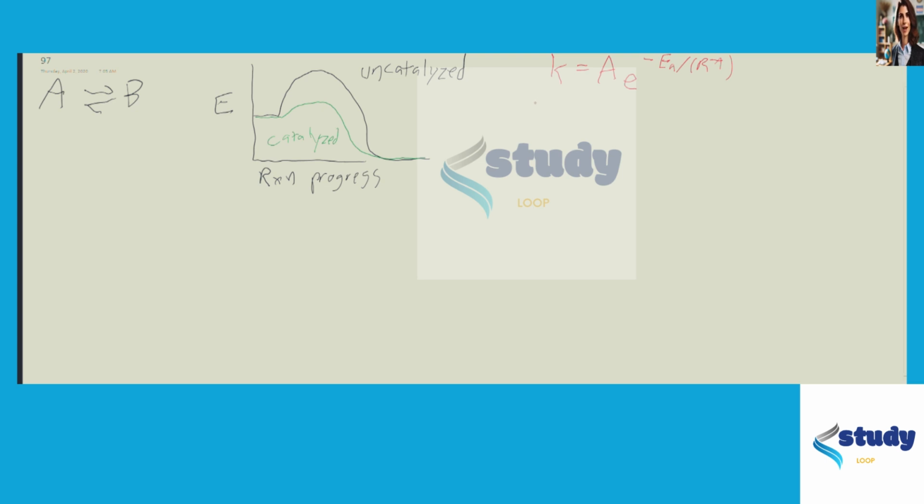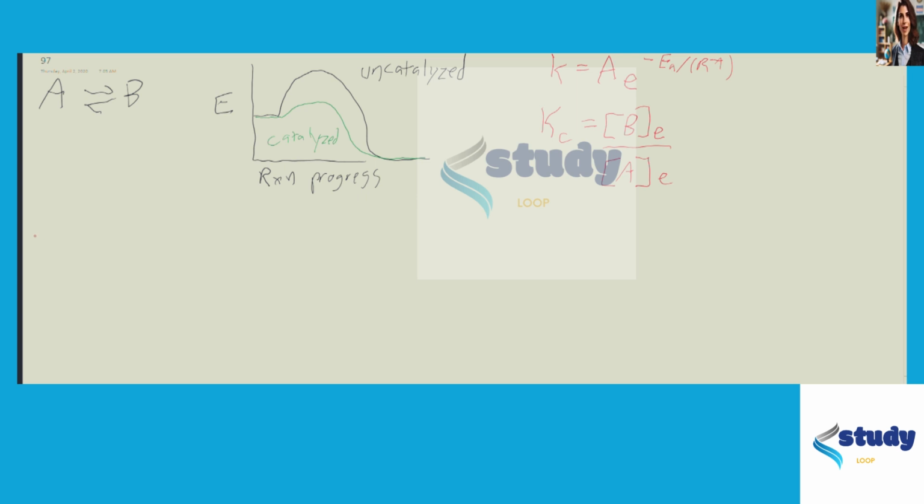Let's also remember how we are going to compute Kc. That's products over reactants at equilibrium, which I'll denote with a subscript E. So we are interested in finding whether Kc will be the same or different when we're using this catalyst.